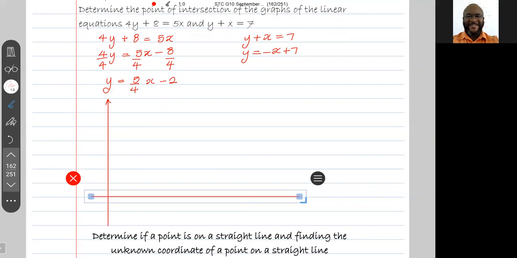X. 2, 4, 6, 8, 10, 12, minus 2, minus 4. All right. 2, 4, 6, 8, 10, 12. All right, this one cuts the y-axis at minus 2. The gradient is 5 over 4.